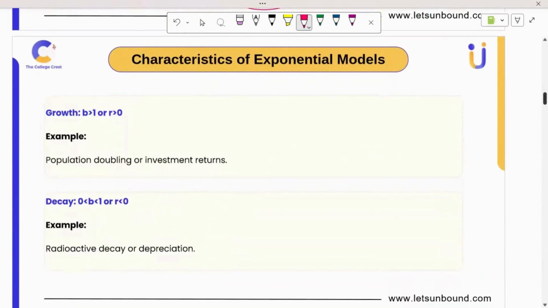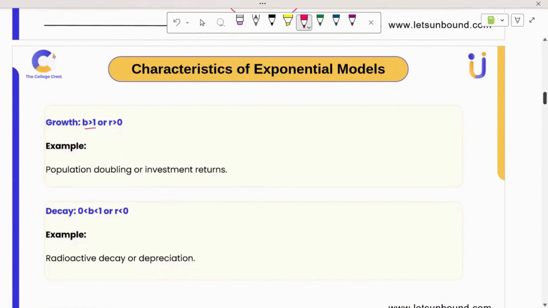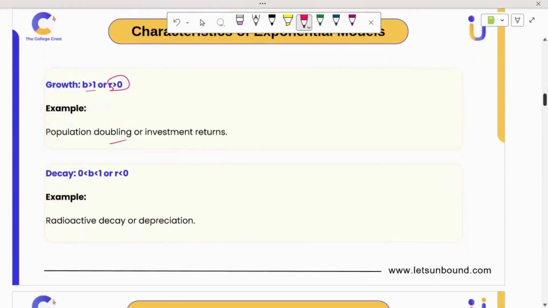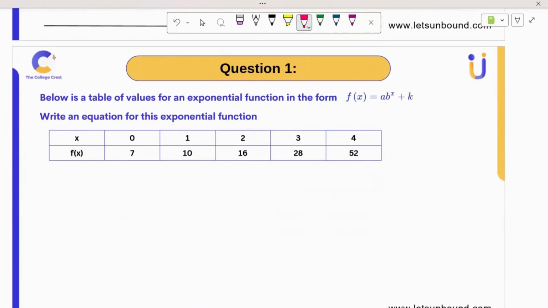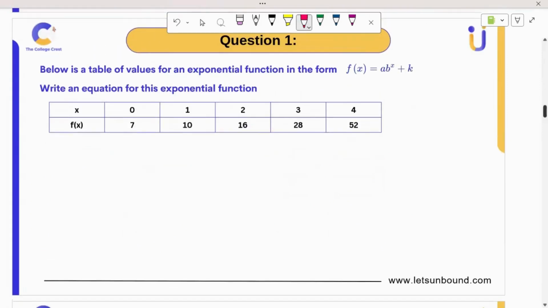Now, characteristics of an exponential model: when b is greater than 1, and r is greater than 0 in rate cases, right? Whenever we say rate greater than 0, it is going to be growth, doubling, tripling, scaling up. Decay is when your b is between 0 and 1, but when we come to rate, it can be less than 0. So radioactive decay, all this. So that's it.